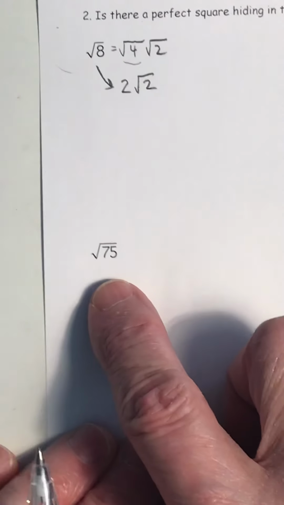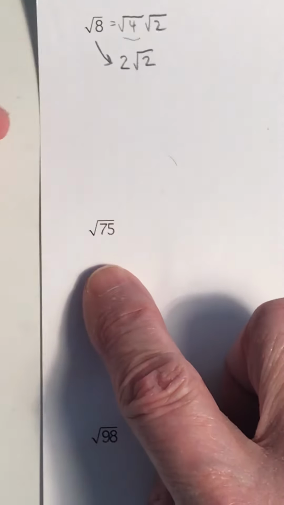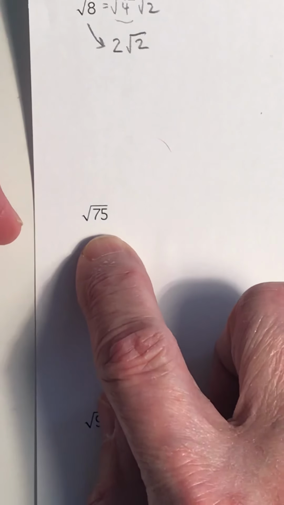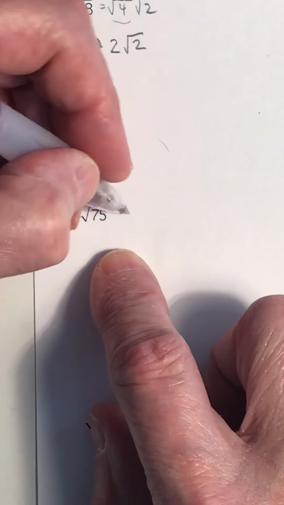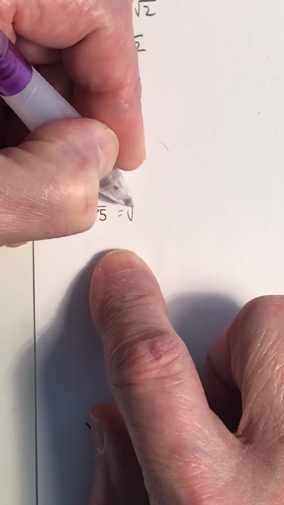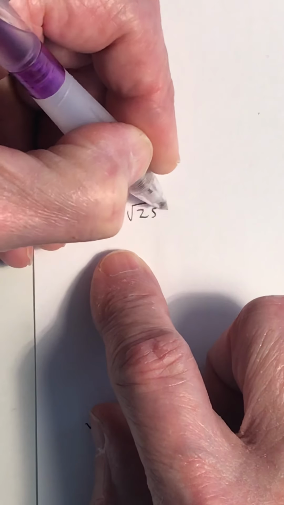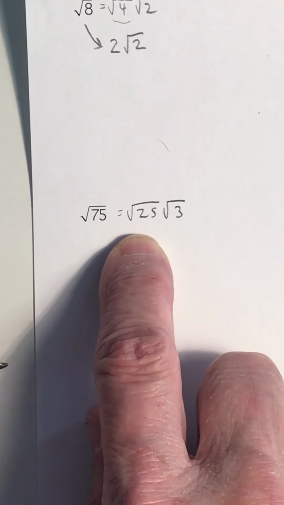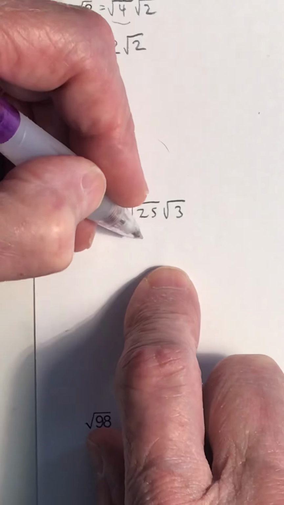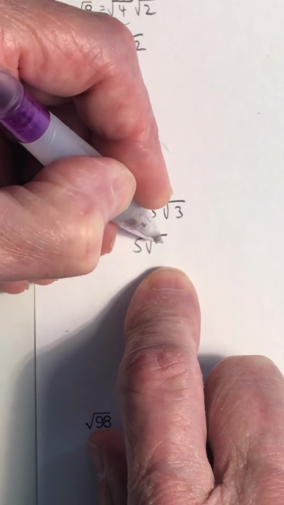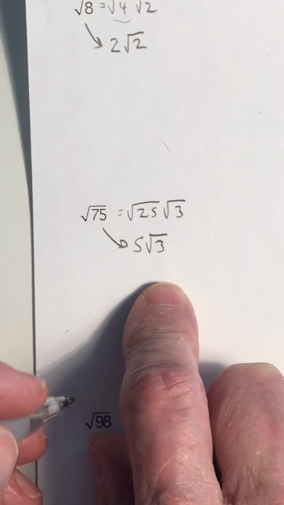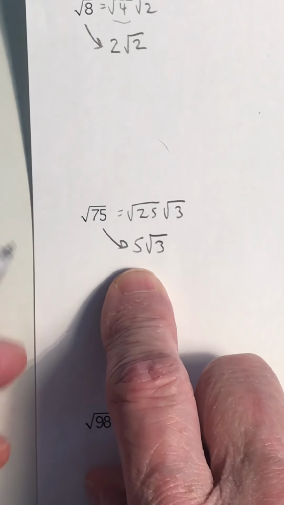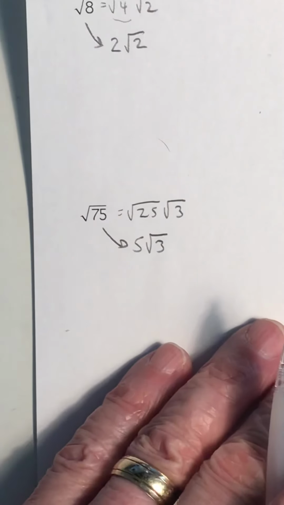75 is not even divisible by 2. We'd get a decimal. 75 divided by 3 is 25. And 25 is a helpful result here because that's a perfect square. That's the square of 5. That becomes 5 times square root 3. Square root of 75 is the same as 5 times square root 3.